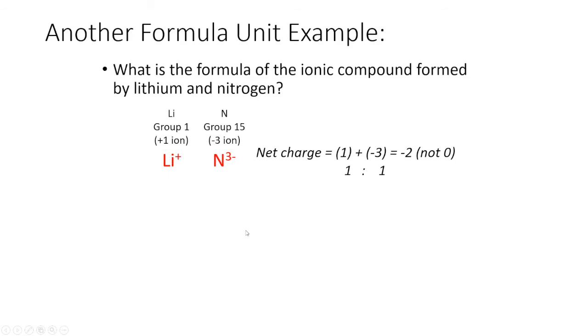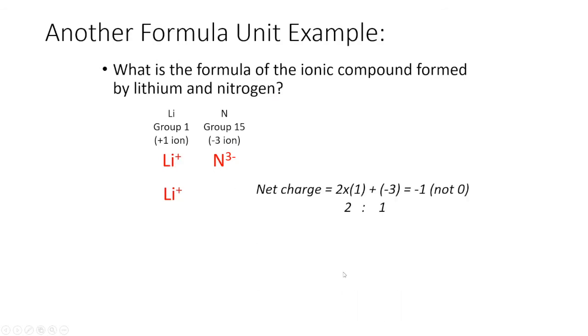So maybe 2 lithium ions will get it done. Now I've got 2 lithium ions, Li plus and Li plus, and N3 minus. Well, it's still not neutralized yet. I still have -1 overall. 2 times +1 minus 3 is -1, not 0. And that's with the 2-to-1 ratio. So you can see where this is going.